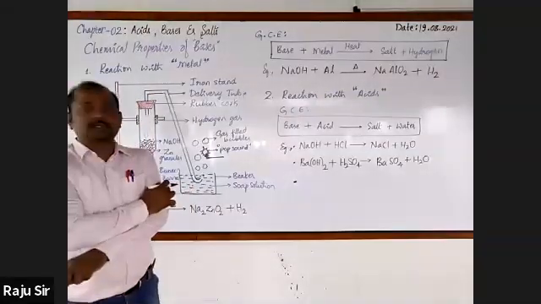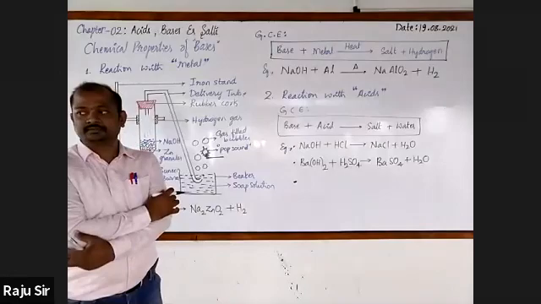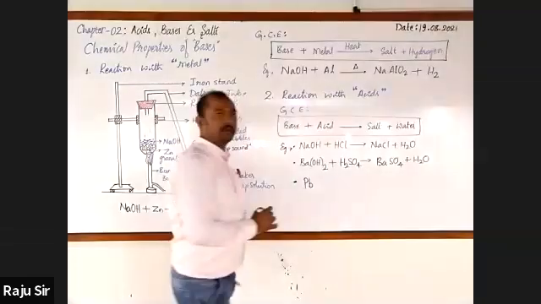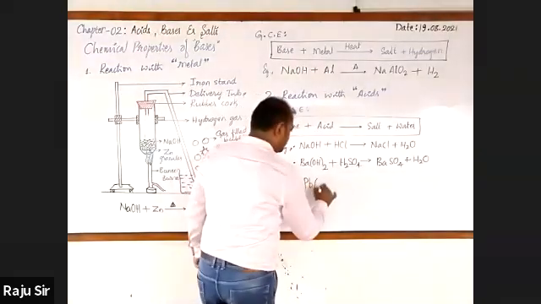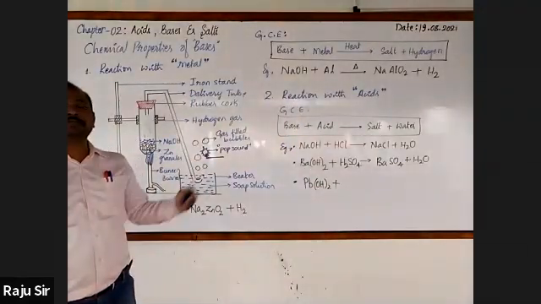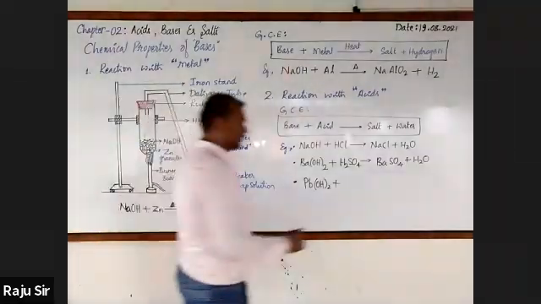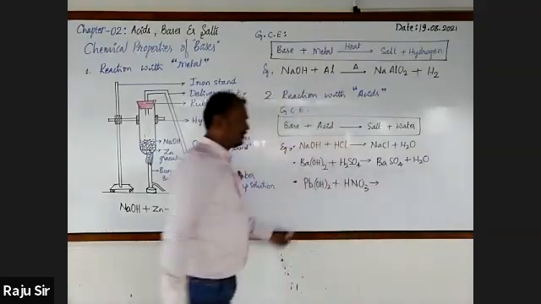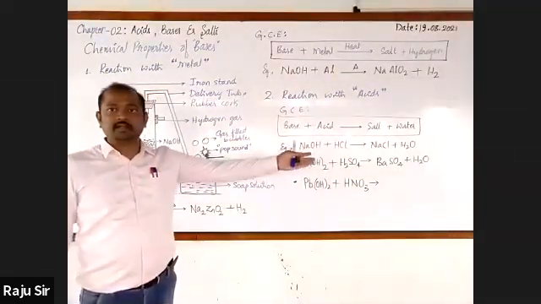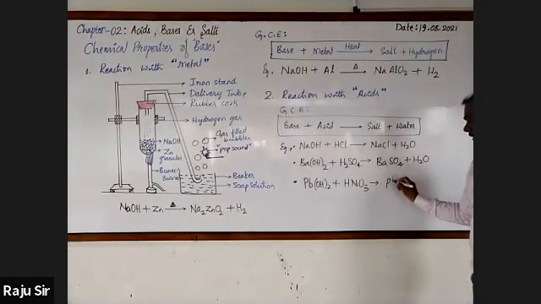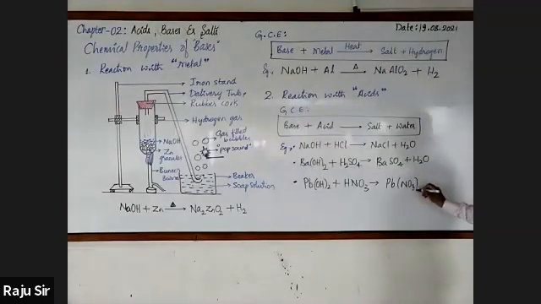Name one of the bases containing the metal called lead. Lead hydroxide, Pb(OH)2. What happens when it reacts with the acid called nitric acid, HNO3? Lead nitrate is formed with water. Pb(NO3)2 plus H2O.